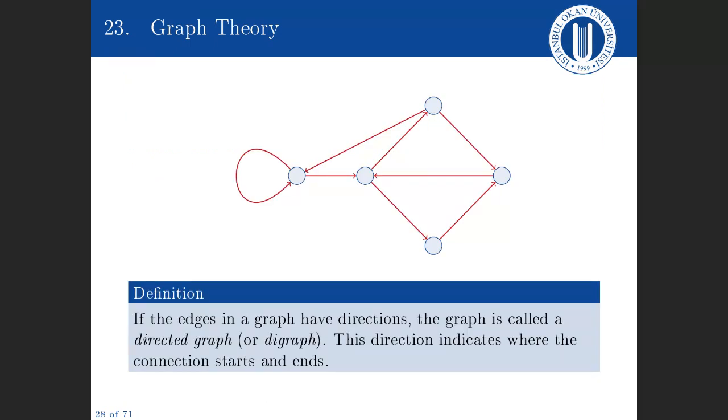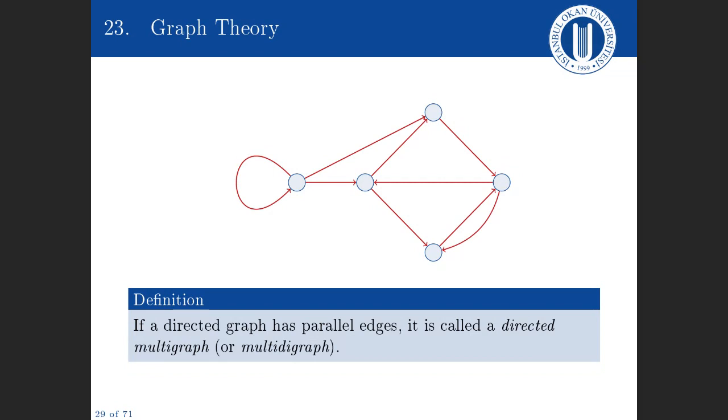Now, so far, all of the graphs have been undirected graphs. That means that the edges don't have directions. If we wanted to, we could change each of these edges to an arrow. If the edges in a graph have directions, then the graph is called a directed graph or digraph. If a directed graph has parallel edges, then it's a directed multigraph or multi-digraph. This is a picture of a multi-digraph because we have parallel edges just here.